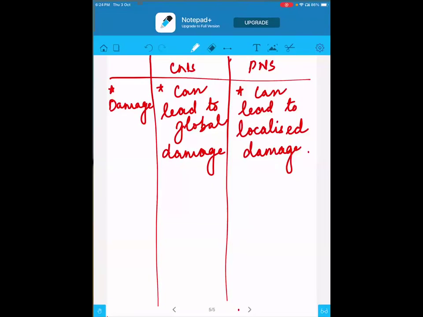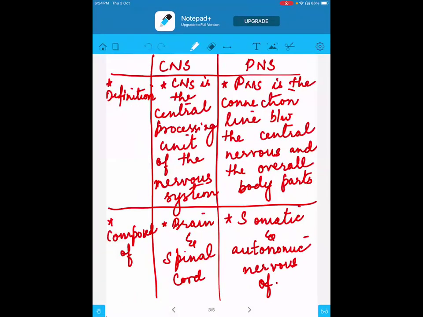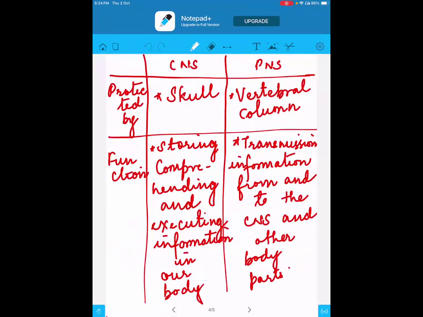So, these are the differences between the central nervous system and the peripheral nervous system. The central nervous system is the processing unit, whereas the PNS is the connecting link. The central nervous system is composed of the brain and spinal cord, whereas the PNS is composed of the somatic and autonomic. The central nervous system is protected by the skull, whereas the PNS is protected by the vertebral column. Then the function of the central nervous system is storing, comprehending.